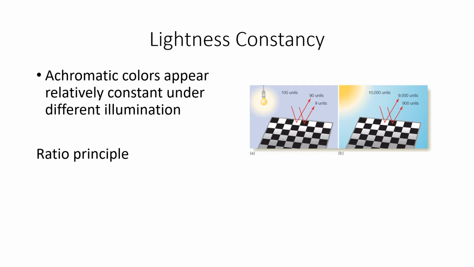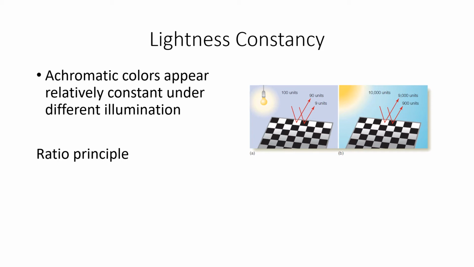We're doing something relatively similar for lightness constancy. We're doing a comparison of what's on the retina. So achromatic colors appear relatively constant under different illuminations as well. And I'm going to show you in these pictures why that's pretty amazing. If we look at a light, and let's say it's emitting 100 units of light, and the white squares on my checkerboard are reflecting 90%, and the black squares are reflecting 9%. So with the white squares, I'm getting 90 units of light being emitted into my eye, and with the black squares, I'm getting 9 units.